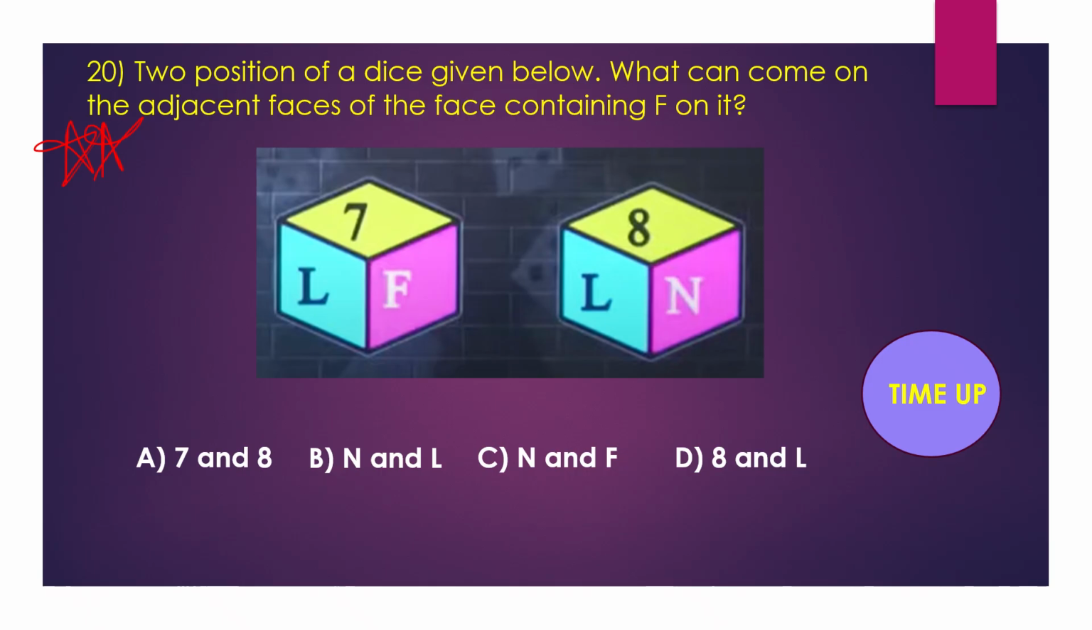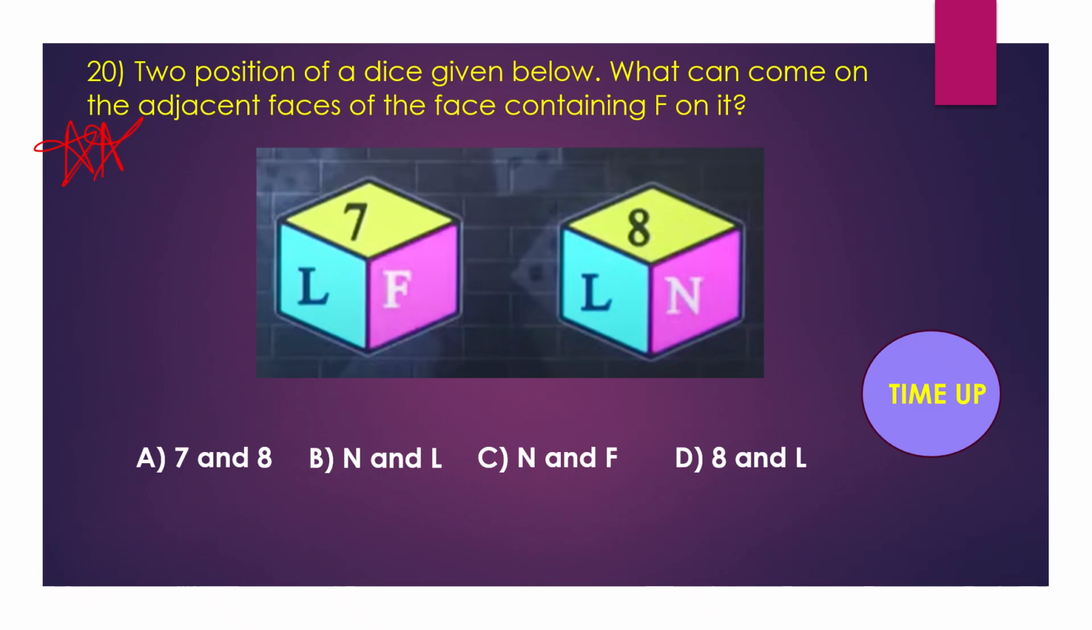So here they have not asked for opposite. They have asked for adjacent. And you know what do you mean by adjacent? Correct? What is the adjacent of 8? N. Example I am giving you. Adjacent of 7 is L. Adjacent of 7 is F. Okay, like that. Adjacent of 8 is also L. Okay, so these are all adjacent.